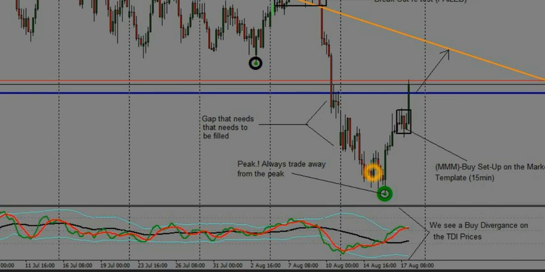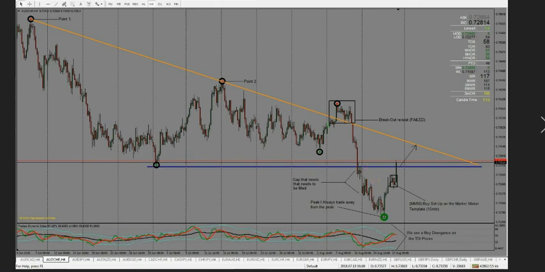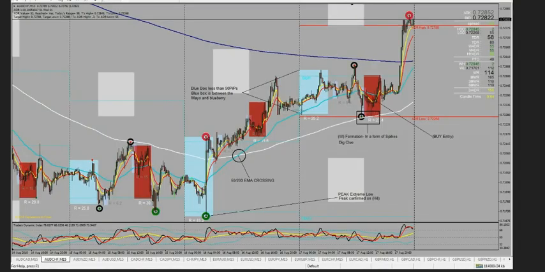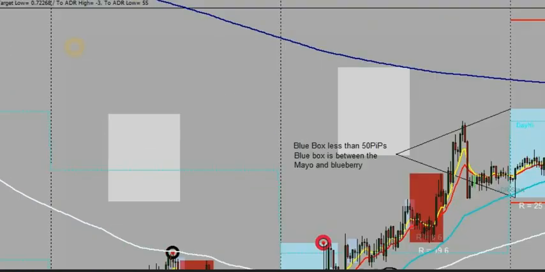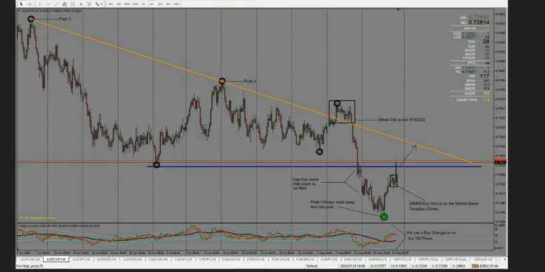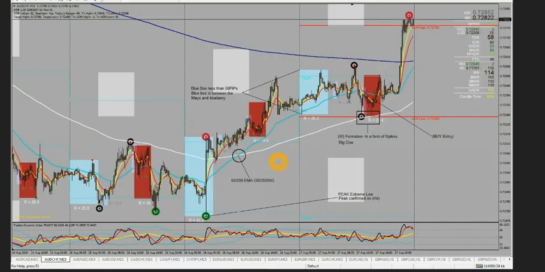But now, how do you pinpoint exactly where to enter? That's where the market maker template and the market maker strategy comes in. So basically, let's go back there. There we go. This is Australian CHF. This is exactly the same pair as this. The only difference is that it's on a market maker template, exactly the same thing.